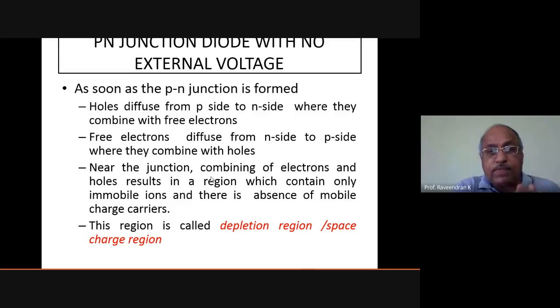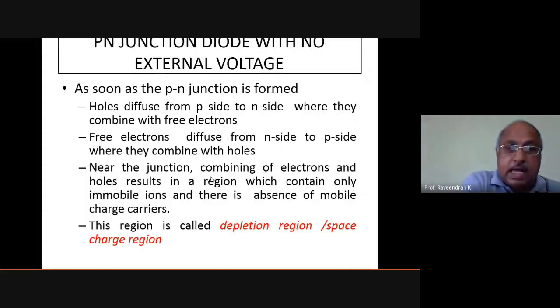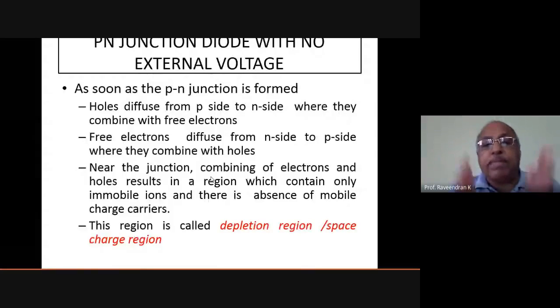The holes from the P side diffuse to the N side, where they combine with the free electrons available. And a large number of free electrons in the N side will diffuse to the P side and recombine with the holes available there. So near the junction, the combining of these electrons and holes results in a region which contains only immobile ions.